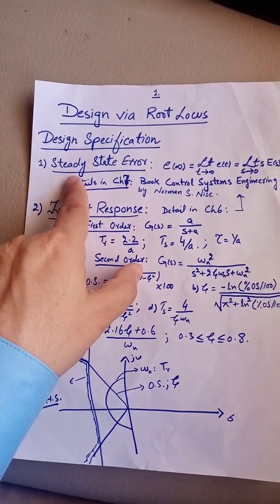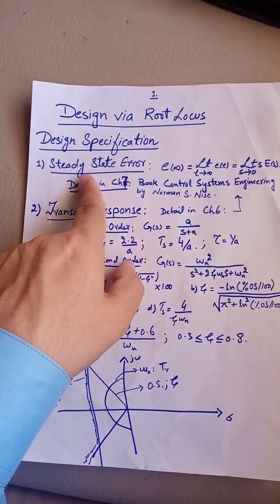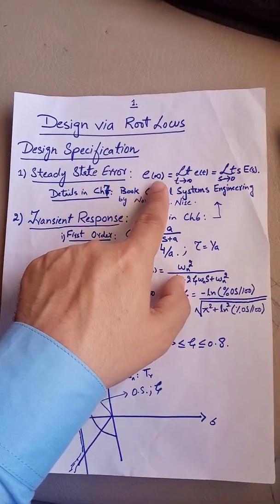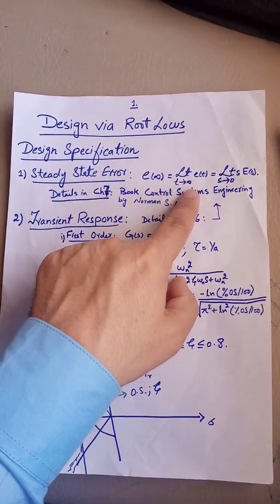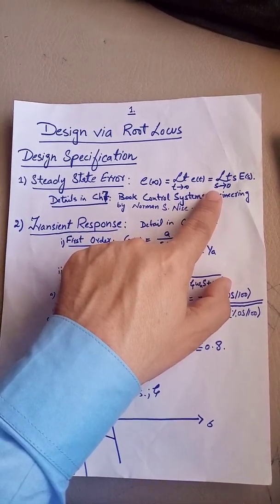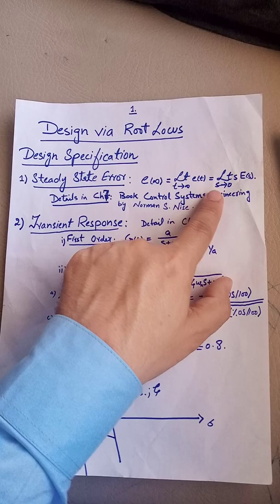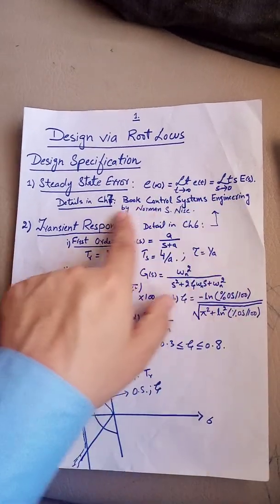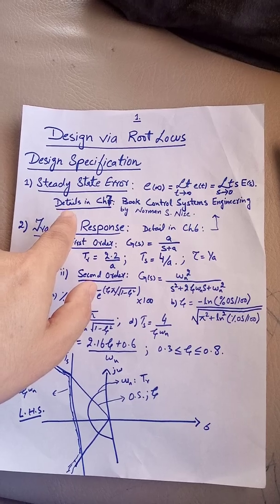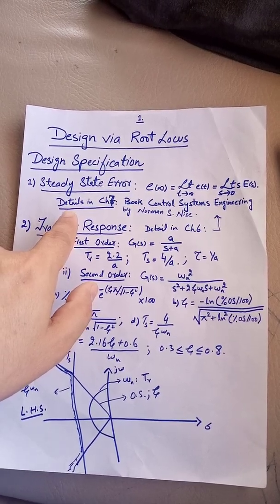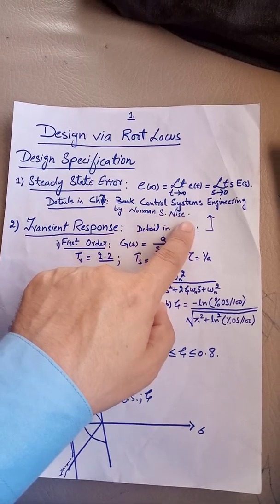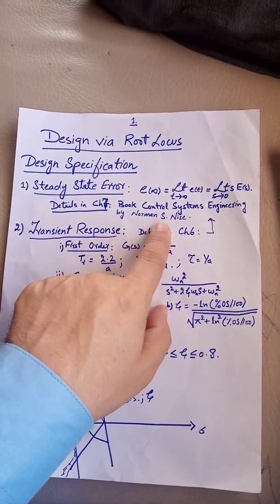The first specification that we use is known as steady state error, which we calculate as e of infinity equal to the limit when t tends to infinity of e of t, or we can use the final value theorem, that is the limit when s tends to 0 of s E of s. You have already done this, and if you want to revise the details, go to chapter number 7 of the book Control Systems Engineering by Norman S. Nise.